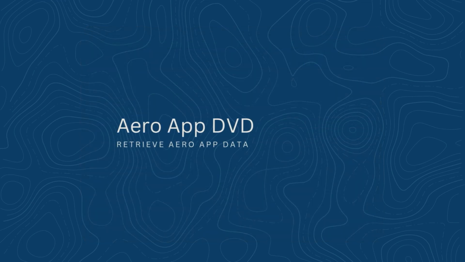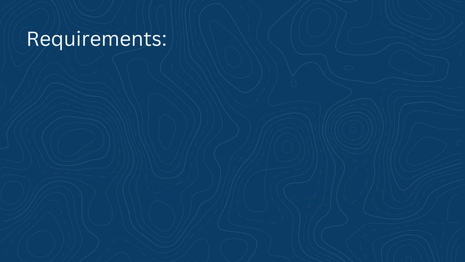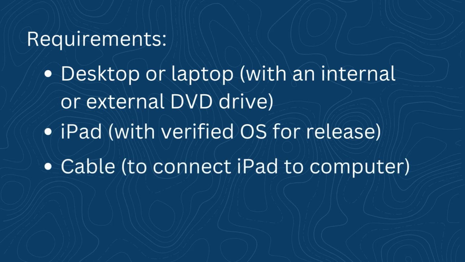This section explains how to retrieve Aero App data through the Aero App DVD. The Aero App DVD includes aeronautical data released every 28 days on a per-cycle basis. To begin, ensure you have a desktop or laptop with an internal or external DVD drive, an iPad, and a way to connect your Apple device to your computer.